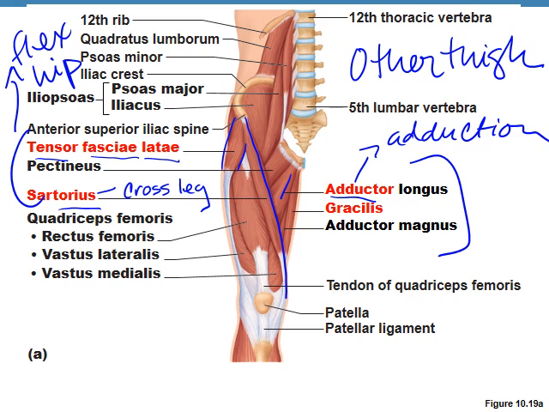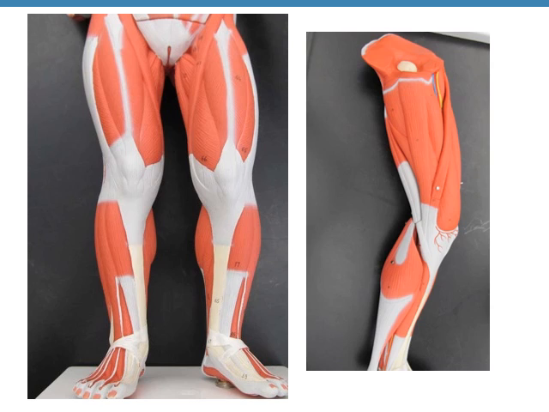Adductor muscles, we're going to come back and talk about in another slide, but there are several. And then the gracilis, which runs along the inner thigh. Back to the model figures. So this is the inner portion of the leg, or the medial. You can see this strip here. This is the gracilis.